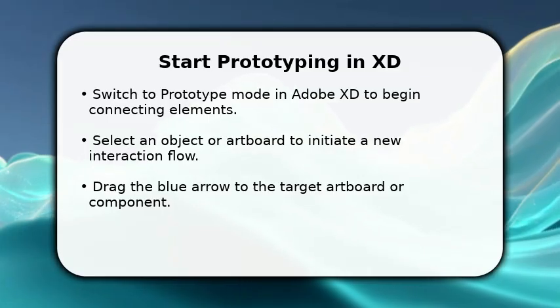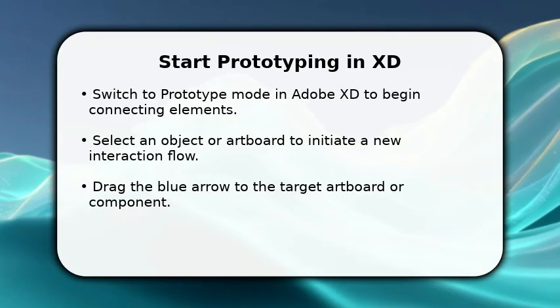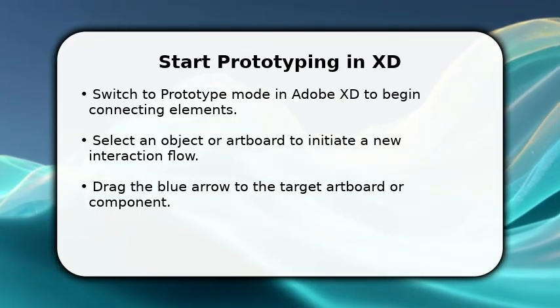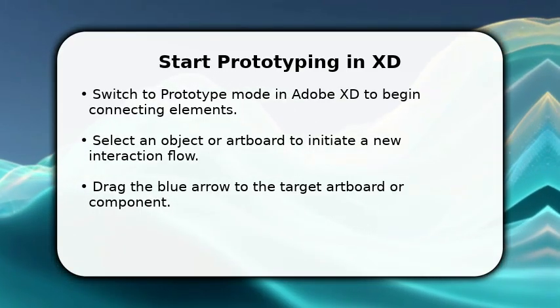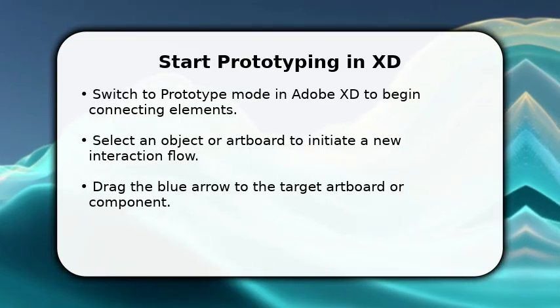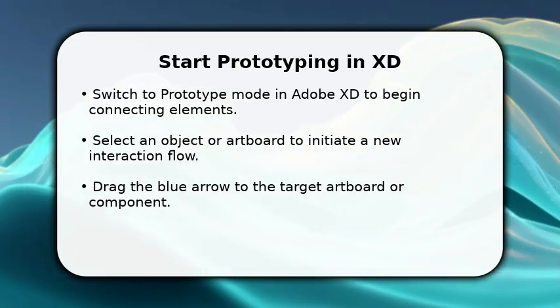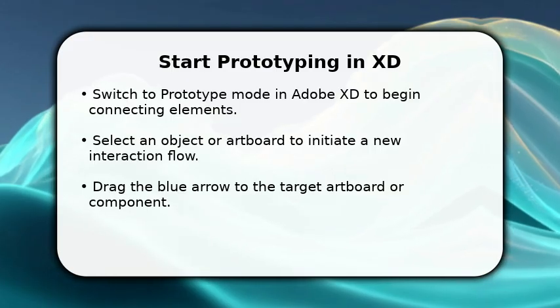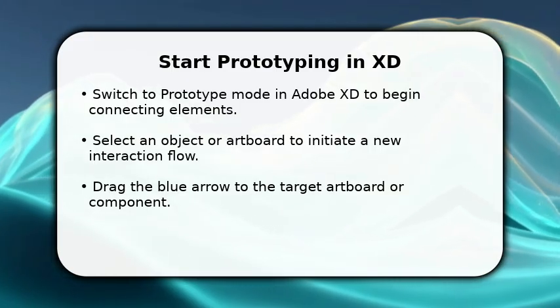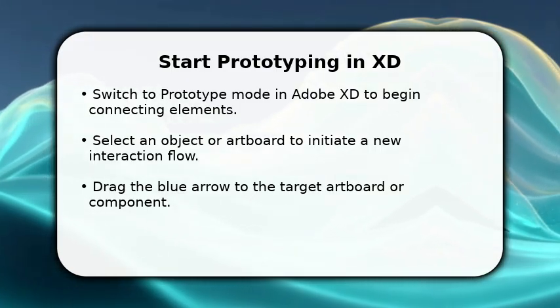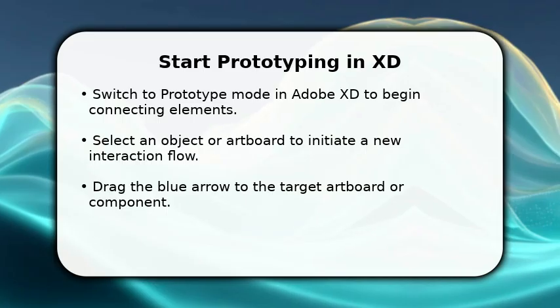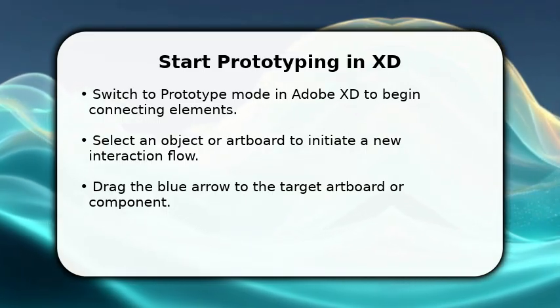In this video, I will explain how to create a prototype in XD. To begin, switch to Prototype mode, found at the top left of your Adobe XD workspace. Select any object or an entire artboard to initiate a new interaction flow. Then, simply drag the blue arrow that appears from your selected element to its desired target artboard or component.